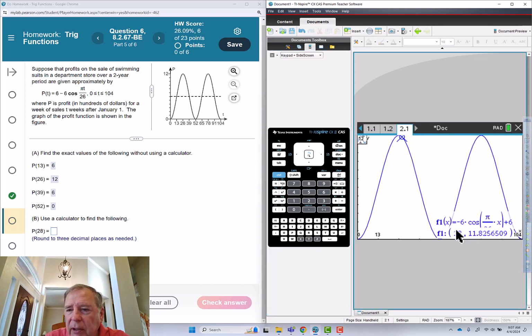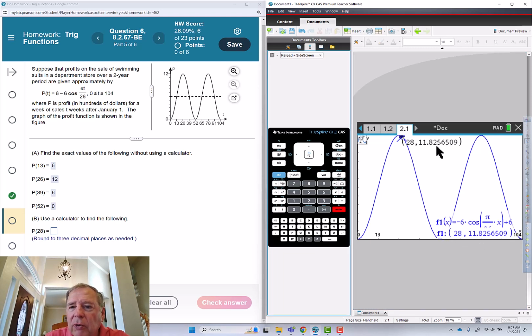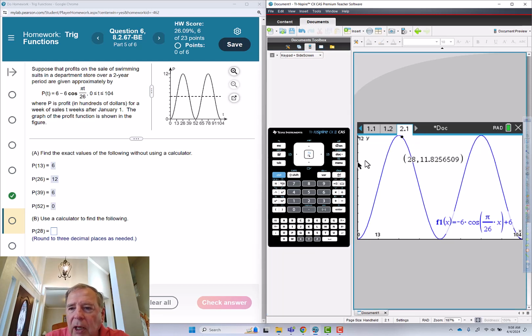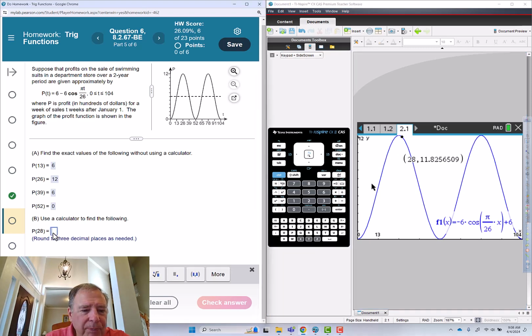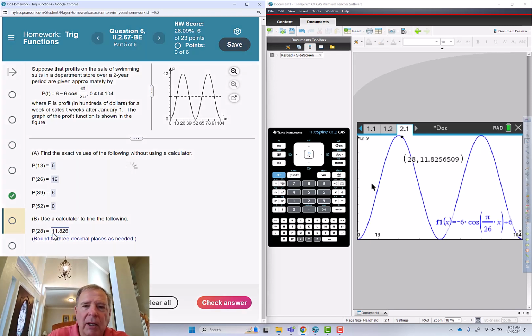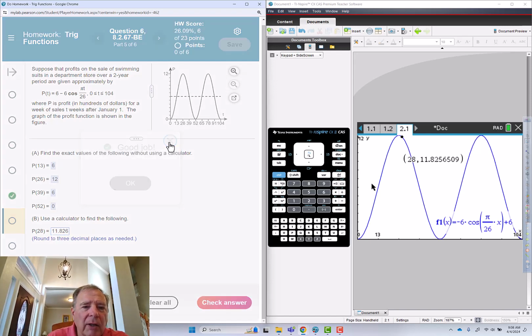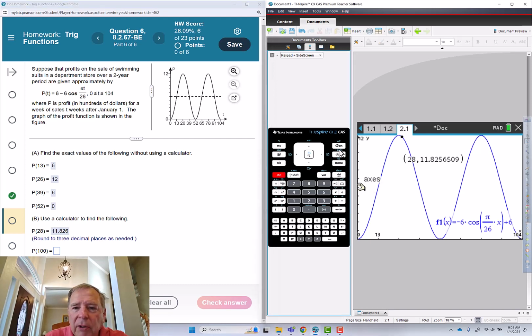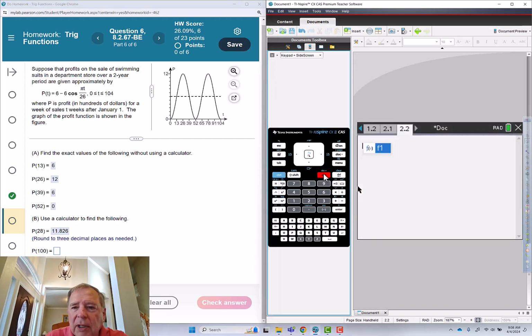I get plenty of decimal points here, and I'll go ahead and hit enter. I'm in the trace mode, so to get out of that and be able to move the label, I hit escape. So 11.826. We'll check that. I could also do that by going to a calculator page and saying f at 28. And I get an exact answer here.